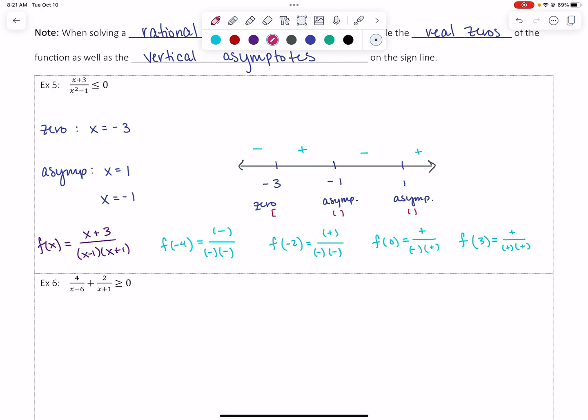All right, so for our answer, we're looking for less than, so I didn't put my other bracket there. We're looking for our negative amount, so we're going to go from -infinity to 3, include 3 because it can be 0. But then I'm also going to go from my asymptotes, so I'm going to go from -1 to 1. And those are going to be all of my negative values there.